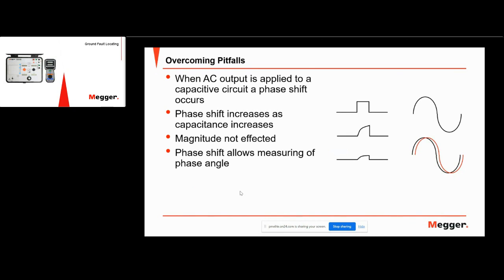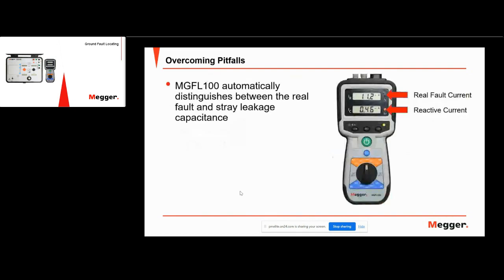The magnitude is not really affected, but the phase shift allows us to measure a phase angle. And from that phase angle, we can actually calculate the real fault current and the reactive current, being the current going to stray leakage capacitance.